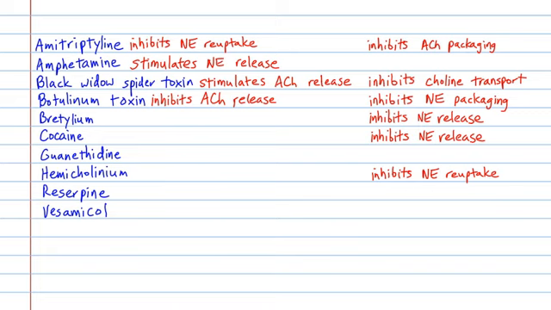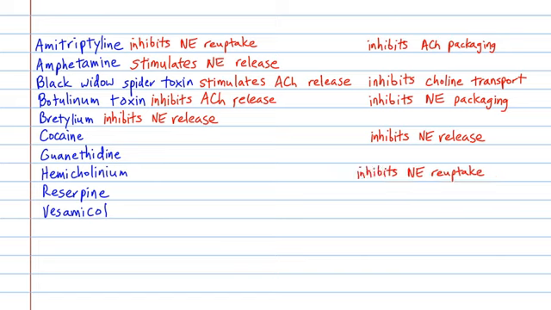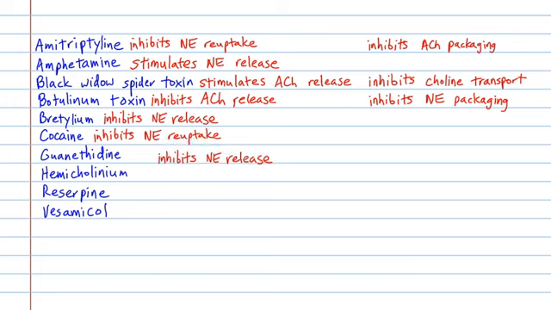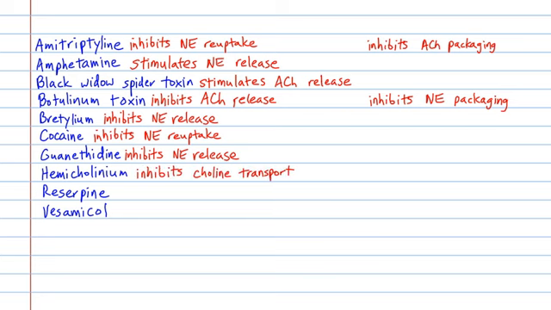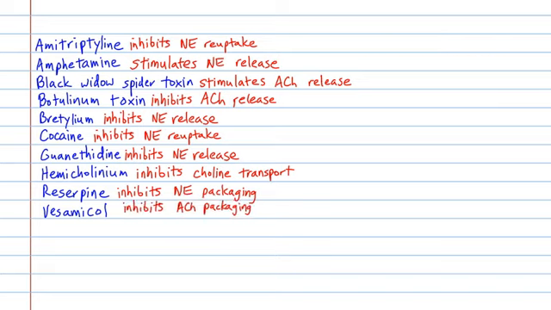Beryllium inhibits norepinephrine release. Cocaine inhibits norepinephrine reuptake. Guanethidine inhibits norepinephrine release again. Hemicholinium inhibits choline transport. You can remember the choline in hemicholinium. It's pretty obvious. Reserpine inhibits the packaging of norepinephrine into vesicles. And vesamicol, again, the col tells you it inhibits packaging of acetylcholine into vesicles. It's all right. You did a great job on that one.